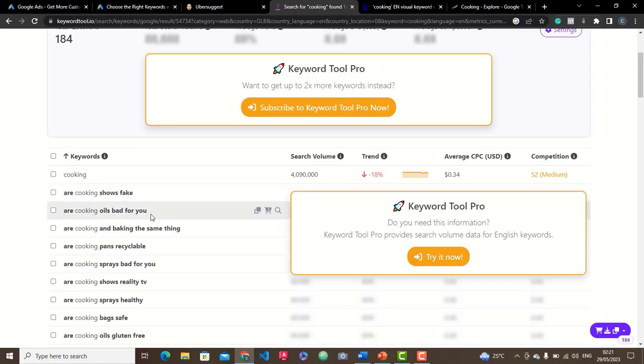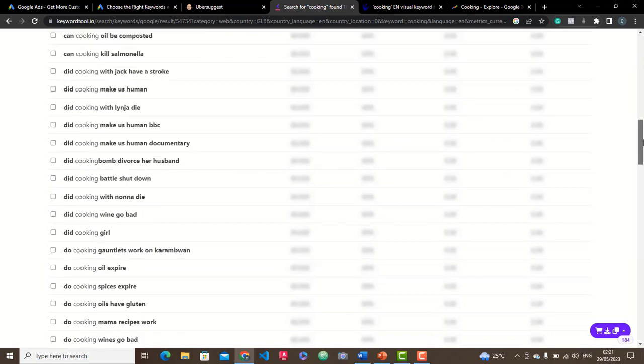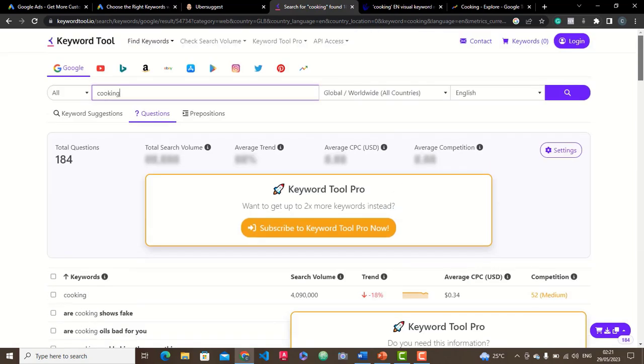Like I said, it's a very, very cool tool you can use in your keyword research. You can see cooking about school, about cooking hobbies. These are tools that you can use to help yourself in your SEO journey.